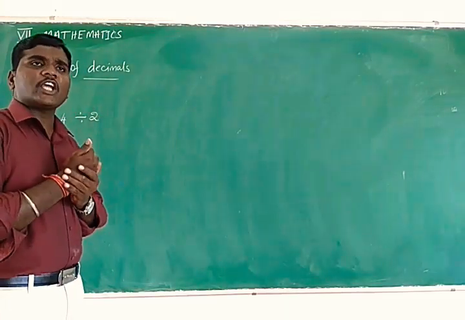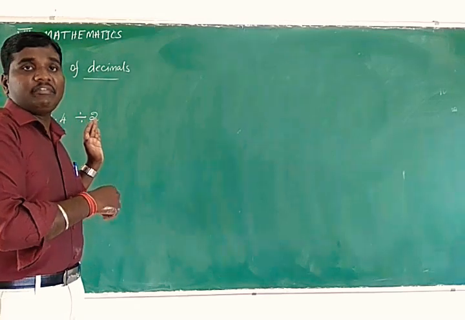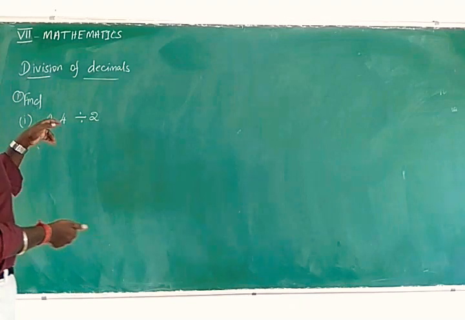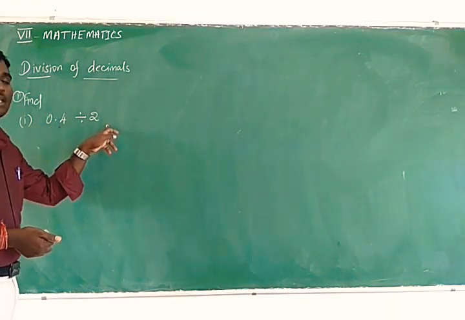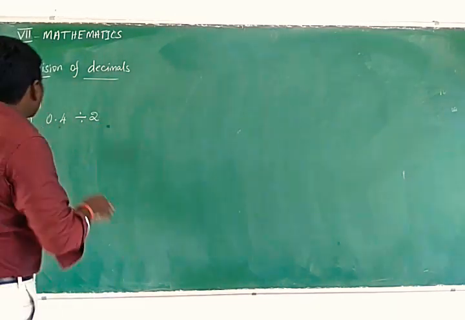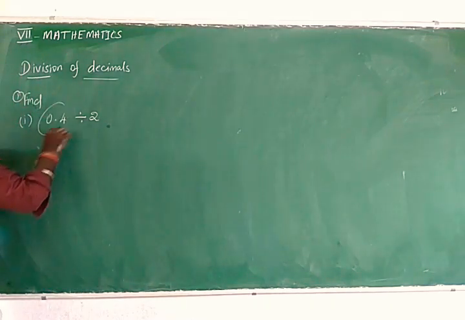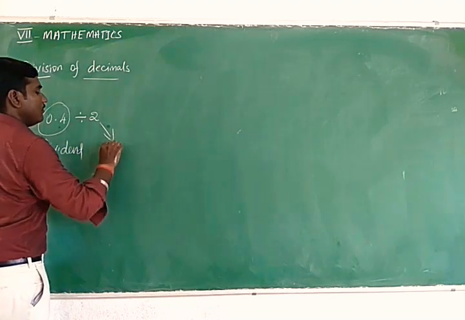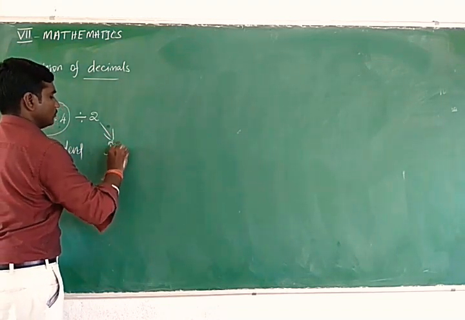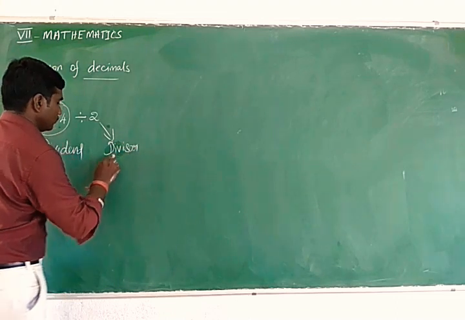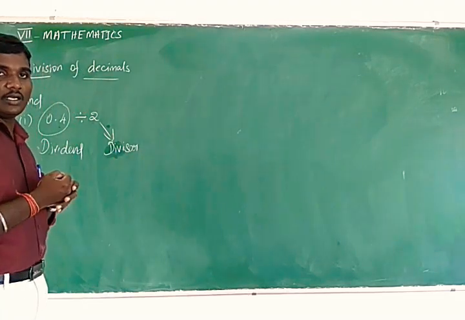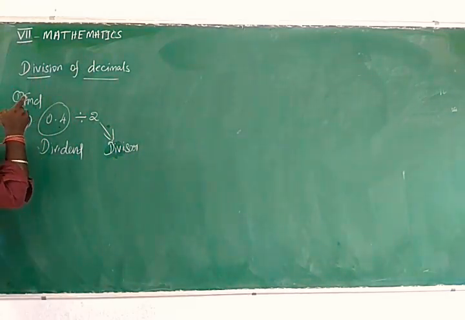In multiplication, we add the number of decimals. Now, in division, you subtract the number of decimals in the divisor from the number of decimals in the dividend. This one is called the dividend, and this one is called the divisor. So it is the number of decimals in the dividend minus the number of decimals in the divisor.